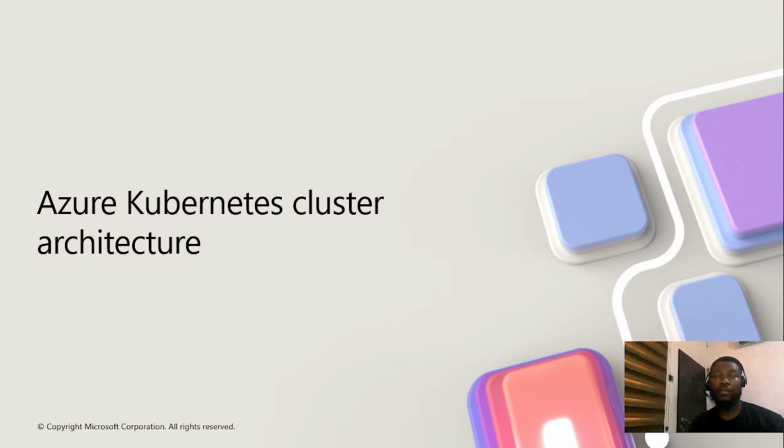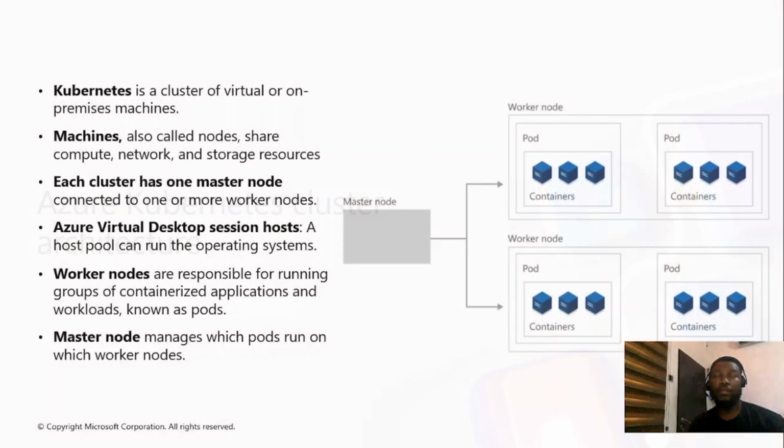Next is Azure Kubernetes Cluster Architecture. As you can see in this drawing, Kubernetes is a cluster of virtual or on-premises machines. These machines are called nodes. They share compute, network, and storage resources. Each cluster has one master node connected to one or more worker nodes. The worker nodes are responsible for running groups of containerized applications and workloads known as pods, and the master node manages which pods run on which worker nodes.